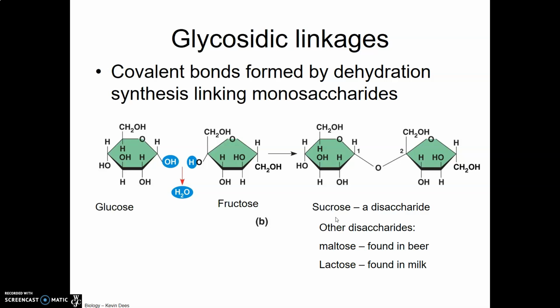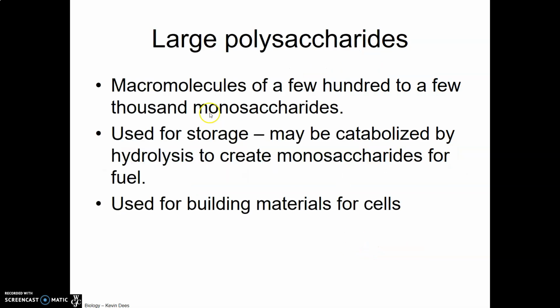Some other common disaccharides are maltose that you find in beer, and lactose, the common sugar found in milk. Now, the large polysaccharides are macromolecules that consist of a few hundred to a few thousand monosaccharides joined together. They're useful for storage. By putting many monosaccharides together, they can be catabolized using the hydrolysis reaction to create monosaccharides that can in turn be used as a fuel source to make ATPs. We also see many of these large polysaccharides useful for building materials inside of cells.